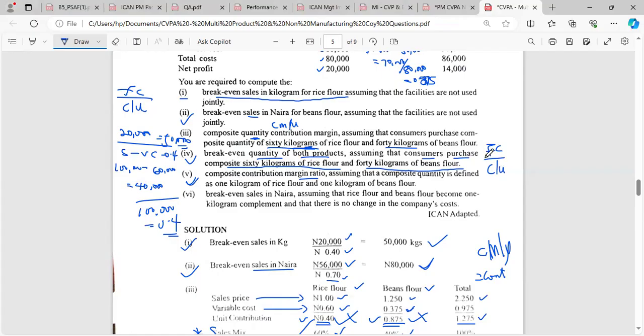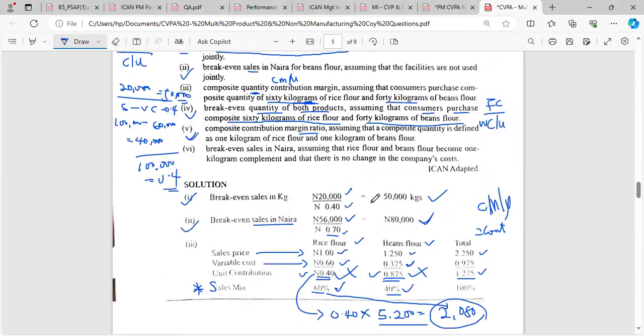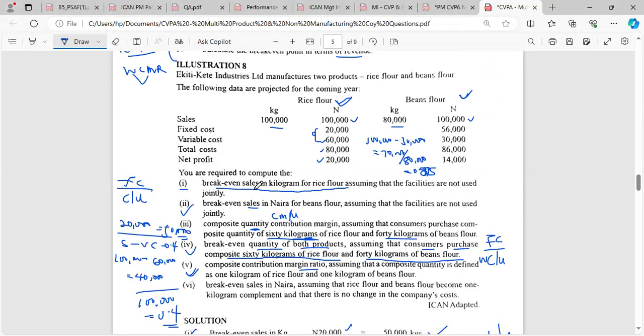If we are solving the break-even quantity in units for two products, I told you that your contribution per unit will now turn to weighted contribution per unit. So let's solve. Our break-even point for both products will be 76,000 over the contribution. 76,000 is our fixed cost. How do I know? Let's go back to the question. Our fixed cost: 20,000 plus 56,000 gives us 76,000. So I've gotten 76,000 here.